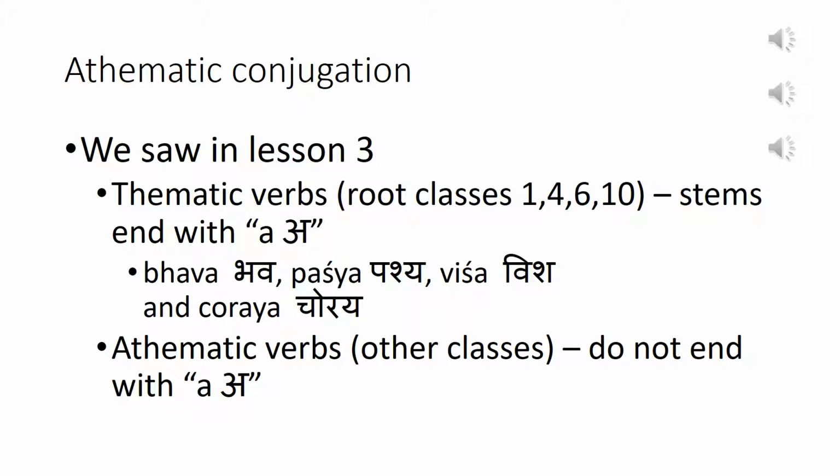Verbs from roots of classes 1, 4, 6 and 10 are called thematic verbs and the others are called athematic verbs. We dealt with the formation of thematic verb stems in previous lessons. We will take up athematic verbs in this and the next couple of lessons.